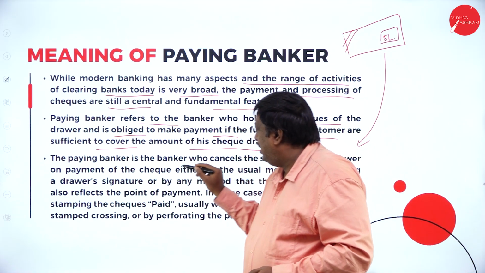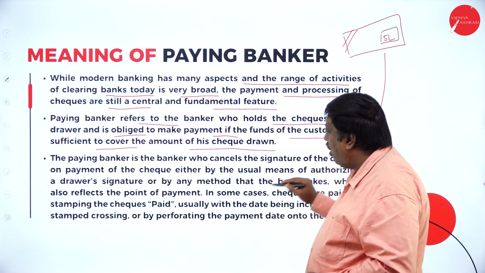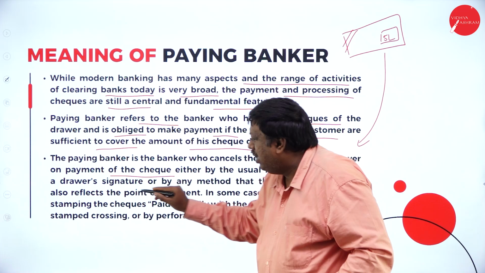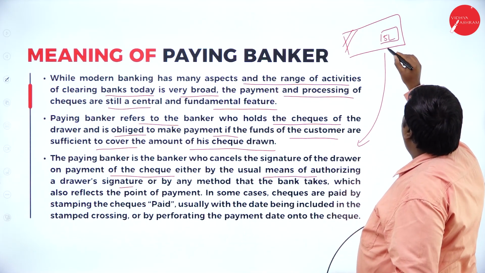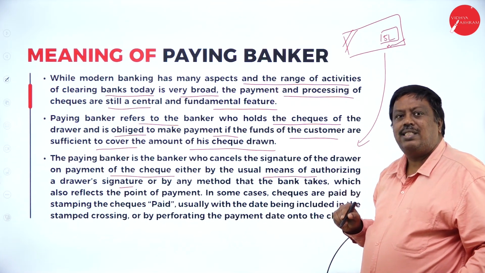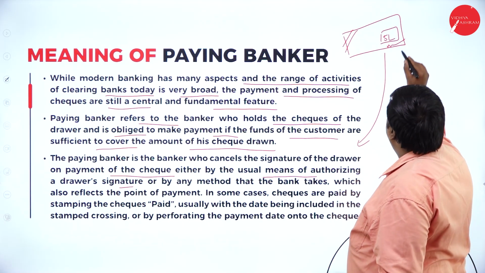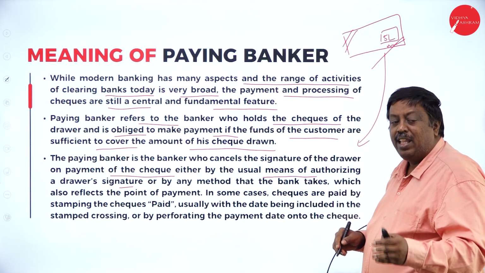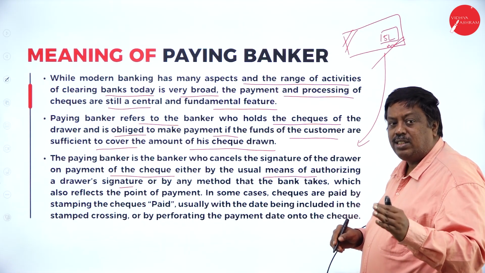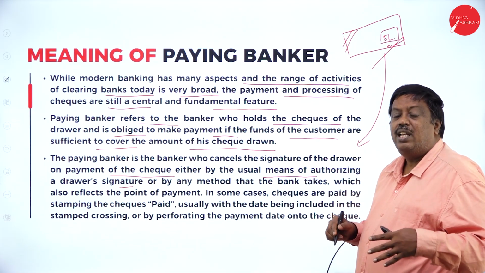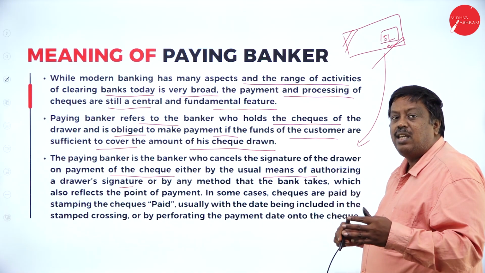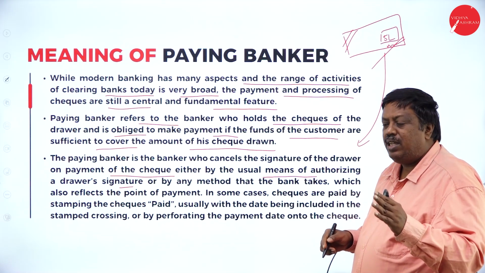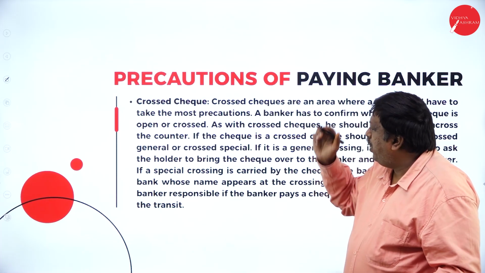So now, the paying banker is a banker who cancels the signature of the drawer on payment of the check, either by the usual means of authorizing the drawer's signature. They're saying that here the drawer has signed on the check, and the check signature will be cancelled, stating that it has been verified and it is perfect. If the check signature is not crossed, not cancelled, it shows that there is a small mistake or changes in the signature which is not matching the documents the paying banker holds. Precautions.